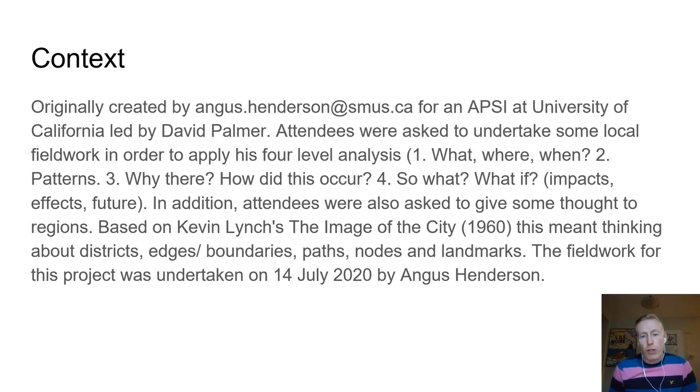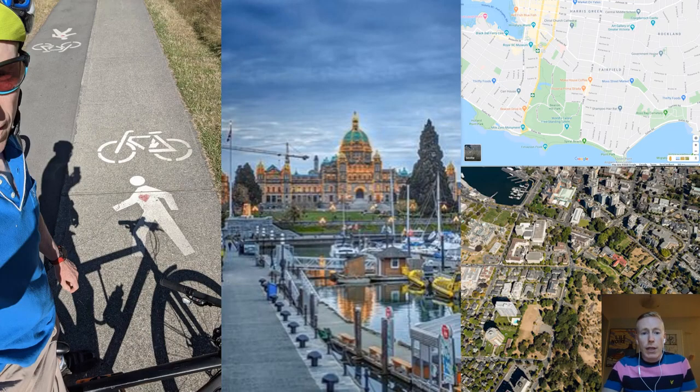This project was created for the AP Summer Institute, and it involves the application of 4-level geographic analysis with some additional emphasis on the concept of regions. Our story is taking place in Victoria on Vancouver Island in BC. It's a very pretty city.